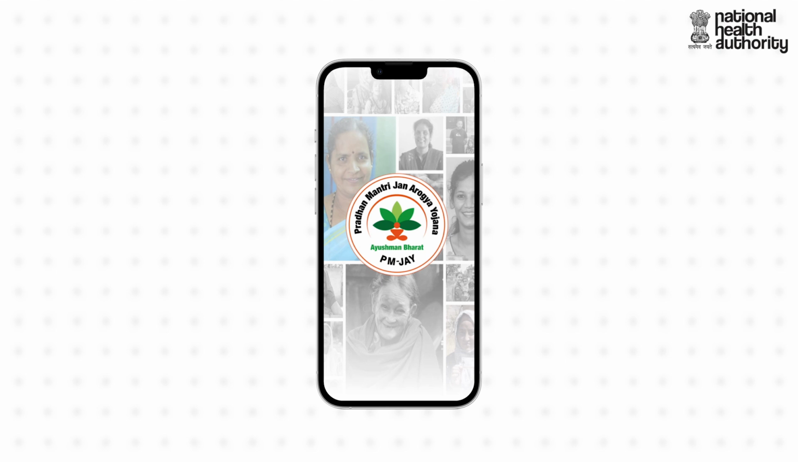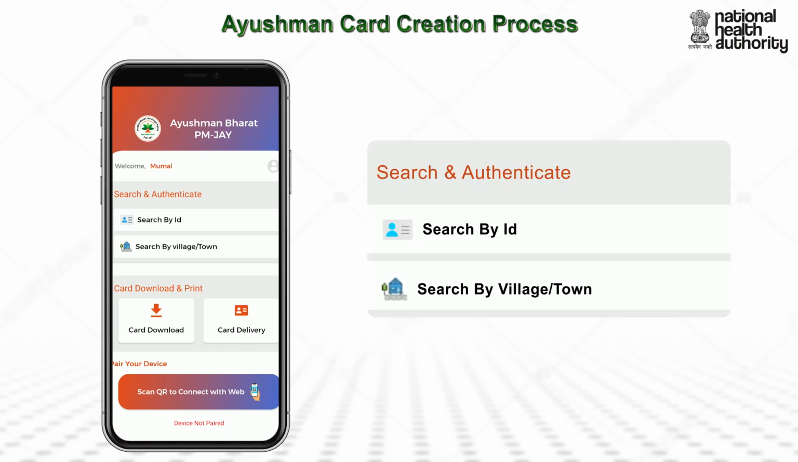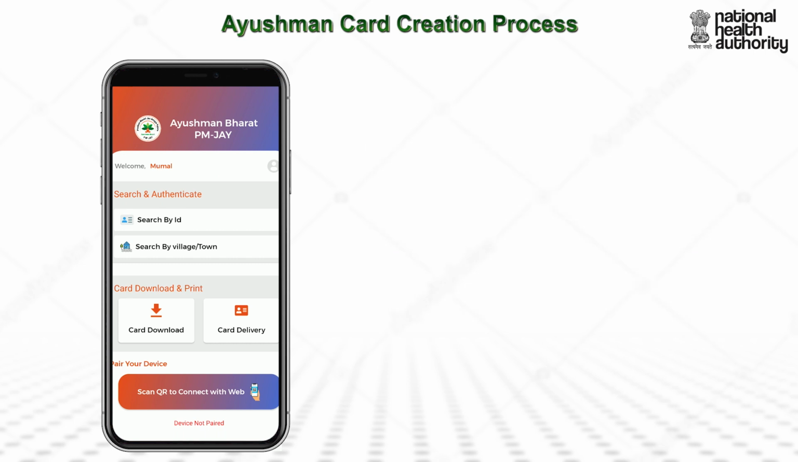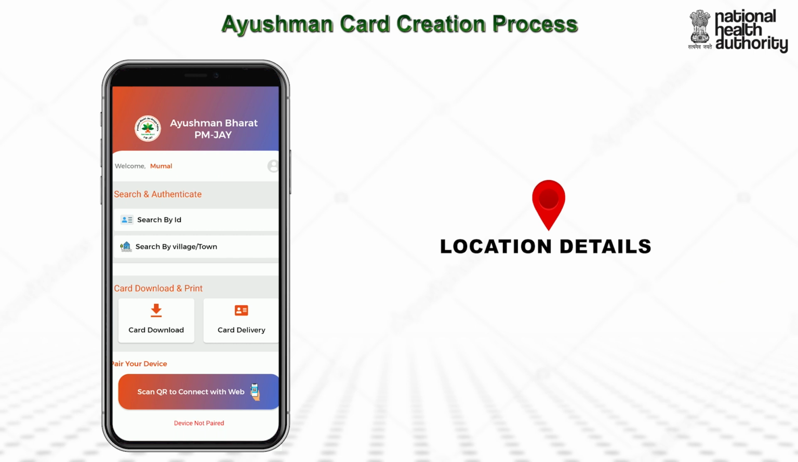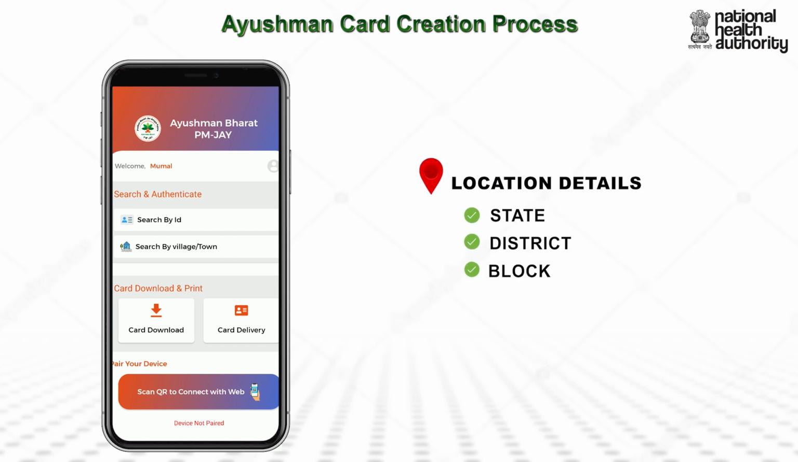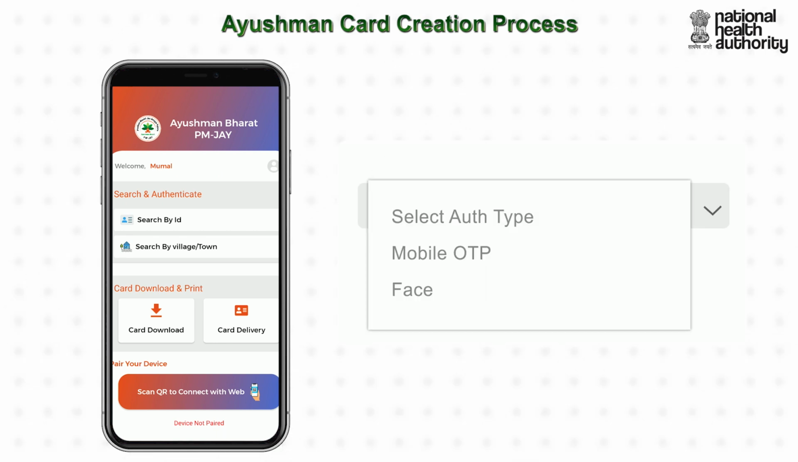Let us now understand the process of creating the Ayushman card using the PMJ app. The process of creating an Ayushman card has two steps. Step 1. Search and authenticate. Beneficiary details can be searched either by using his or her ID, such as Aadhaar, Ration card, etc., or by entering the location details like state, district, block, and village. After this, to authenticate the beneficiaries, select Mobile OTP or FaceAuth from the option given in Authentication Type drop-down.